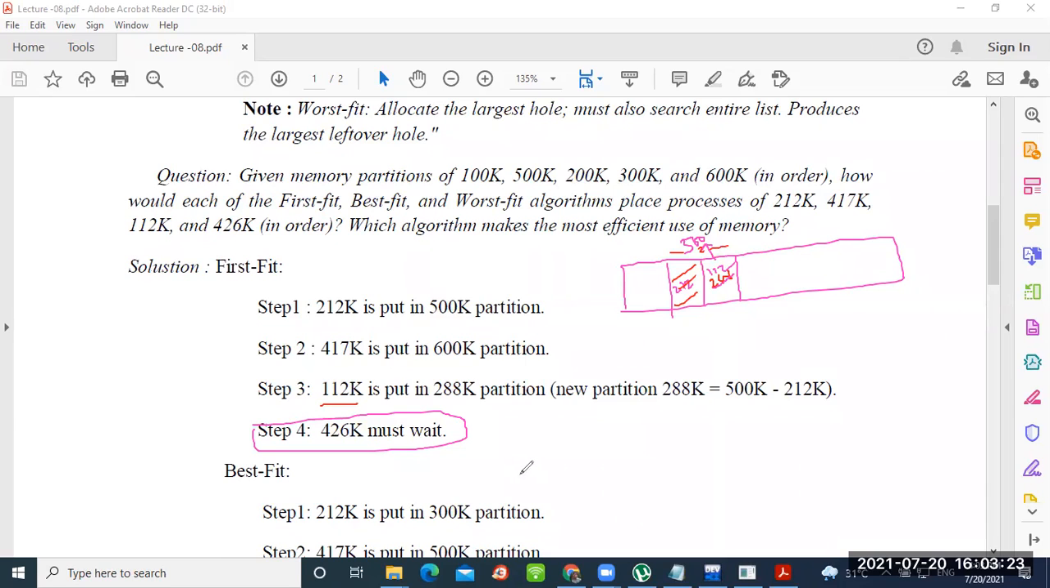Okay. What is the reason? Can anyone say what is the reason behind that? Why do we always follow variable size partitioning? Sir, to overcome the internal fragmentation. Yeah, to overcome the internal fragmentation.